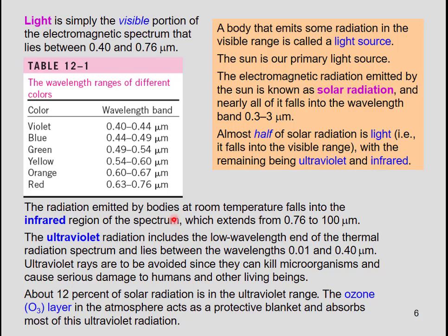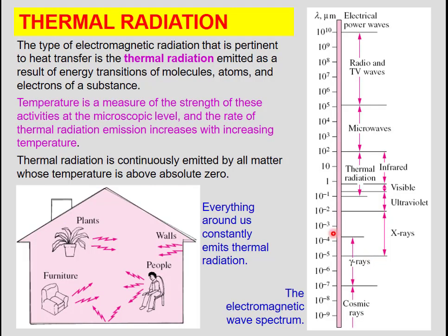And ultraviolet radiation includes the low wavelength end of the thermal radiation spectrum, and it lies between the wavelengths of 0.01 and 0.40 micrometer. Ultraviolet, as you can see here, visible is between these two, infrared and ultraviolet. Ultraviolet has shorter wavelengths and more energy compared to visible. Infrared has lower energy compared to the visible waves.